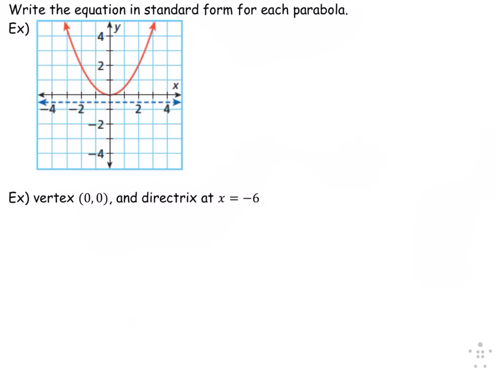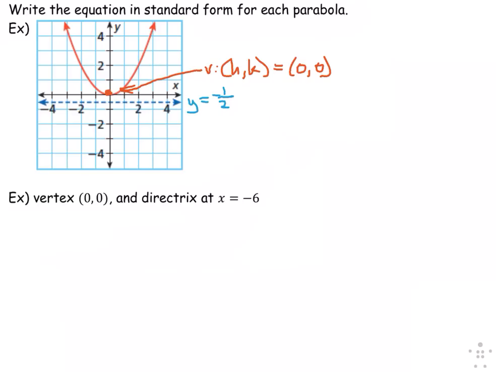When given the graph of a parabola, you can look at key pieces of it to write it in standard form. So first of all, we could look here and see that we have the equation of the directrix is y equals negative 1/2. The coordinates of the vertex are at the origin.